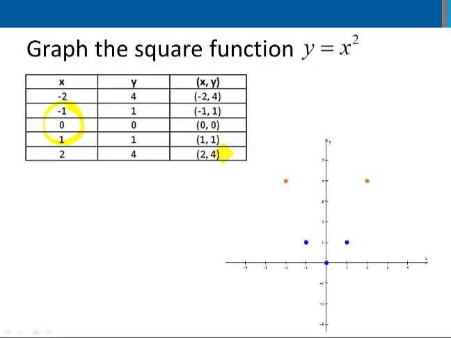Let's plot these 5 points. Notice the extra points are in orange, the key points are in blue. Y equals x squared has a U shape and is a parabola, and that's y equals x squared.